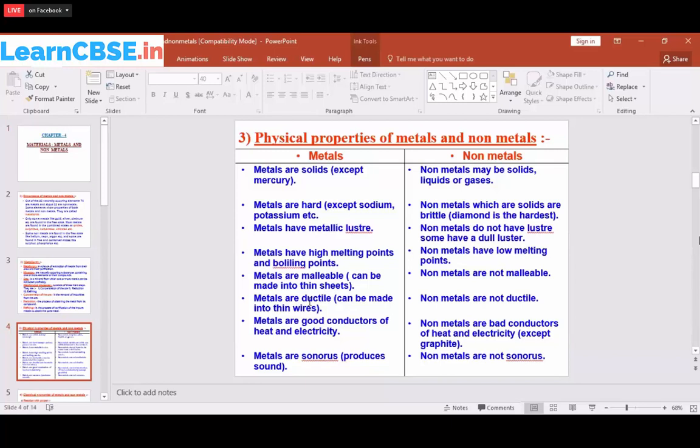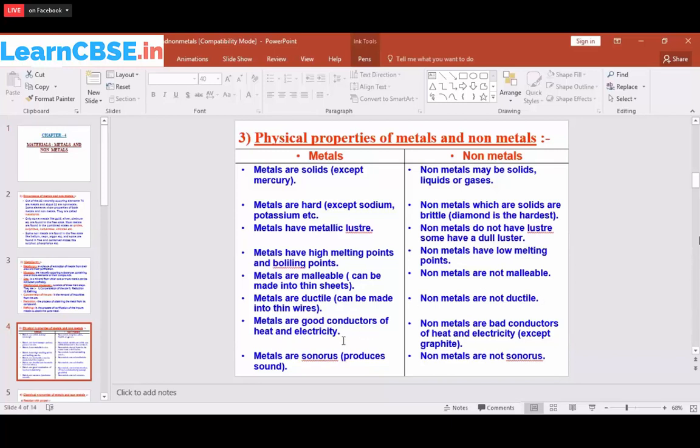Metals are ductile. Ductile means they can be drawn into wires, like copper wire and aluminum wire. Because they are flexible, the atoms are arranged in layers. When you shape the metal, the metal atoms slide over each other. That is why it is so easily flexible, and you can make whatever shape you want. Non-metals are not ductile, so you cannot convert them into wire form.